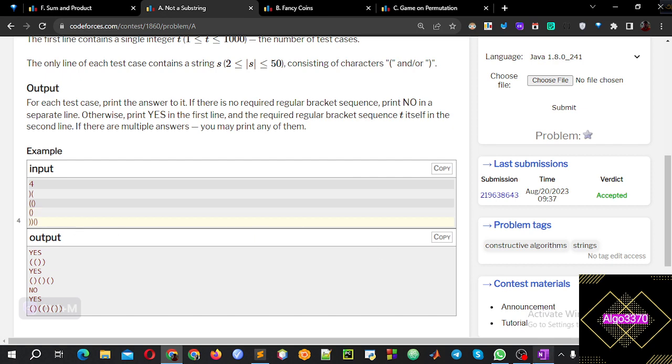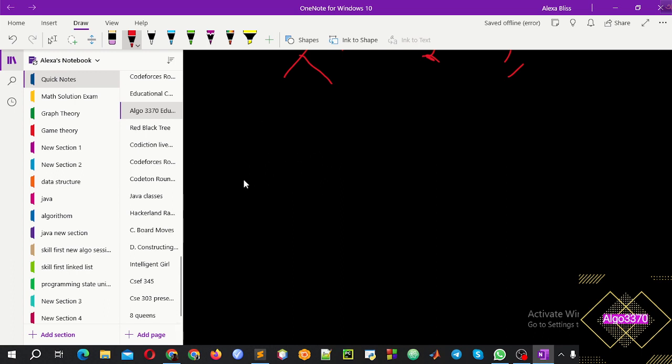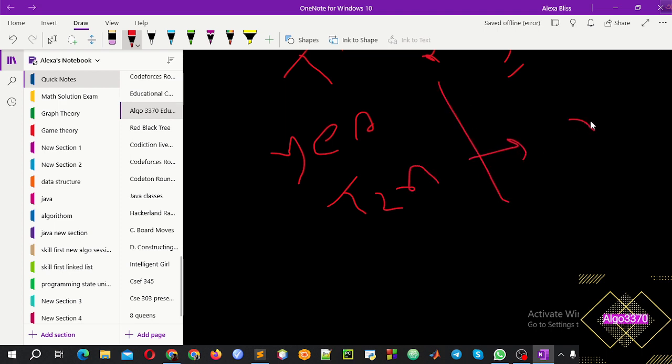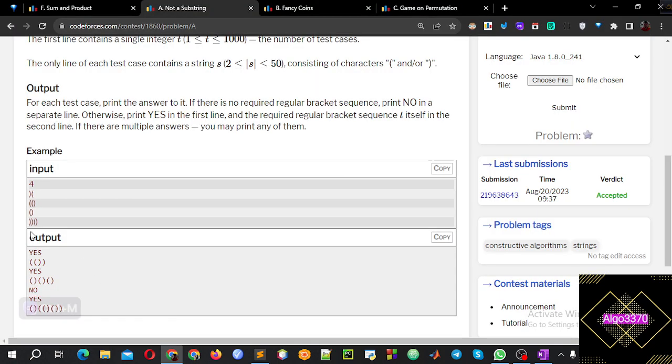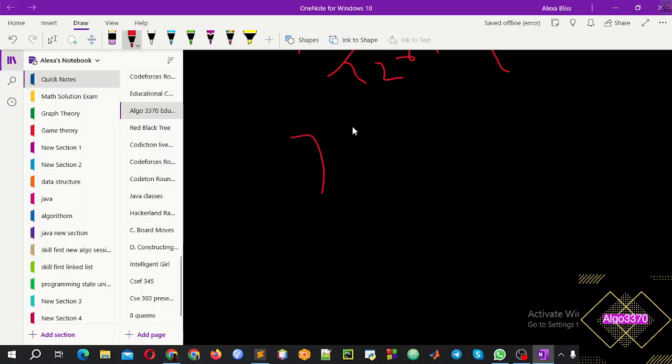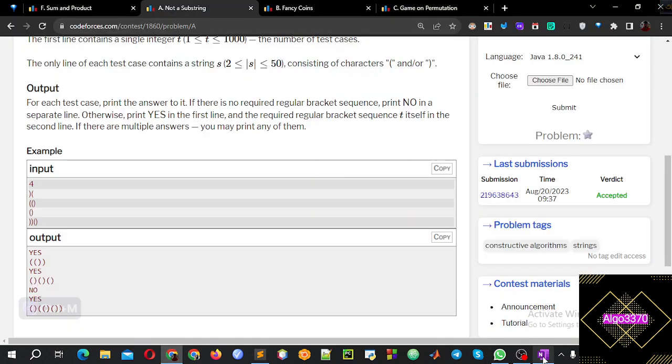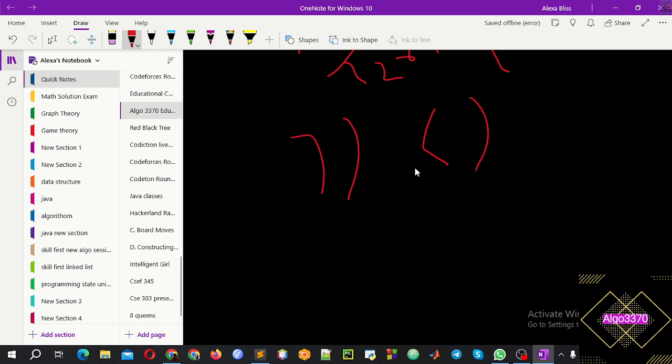For the output, if it is possible to build, we have to print yes, and on the next line print our built string T of length 2n. If it is not possible to build such a string, we will print no. So let's see an example. What can be the answer for this sequence?